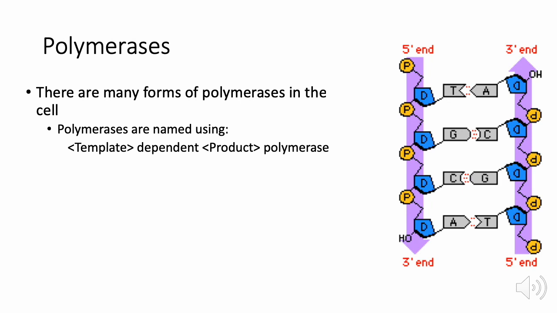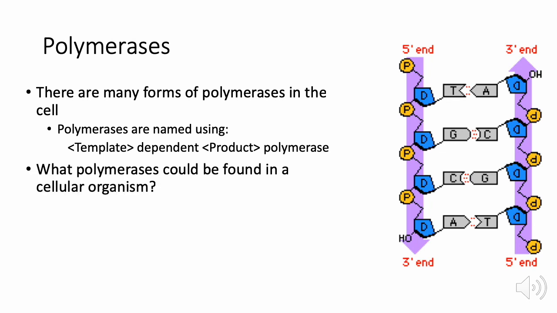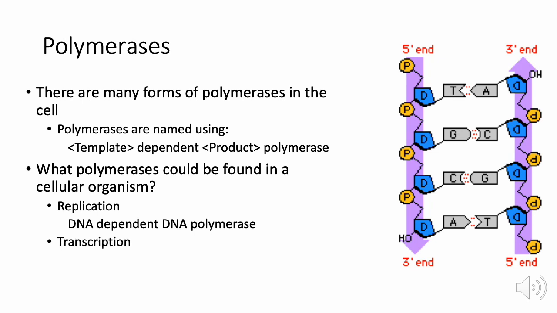Polymerases come in many different forms. We have a specific nomenclature for polymerases: template-dependent product polymerase. Consider what polymerases could be used for molecular processes in a cellular organism. Replication begins with DNA and ends with DNA, so according to our nomenclature, it should be called a DNA-dependent DNA polymerase. Transcription begins with DNA and ends with RNA, so according to our nomenclature, it should be called a DNA-dependent RNA polymerase.